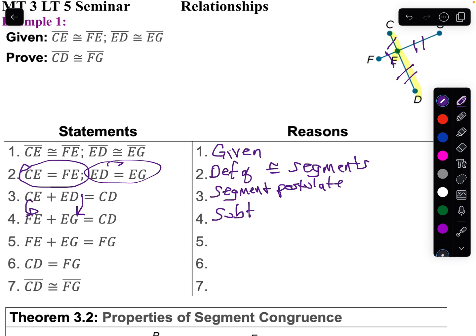If I could spell it right. And then FE plus EG, well, that equals FG. So I'm back to my segment addition postulate. Forgot my word addition on step 4.